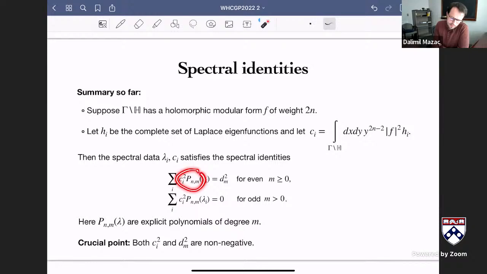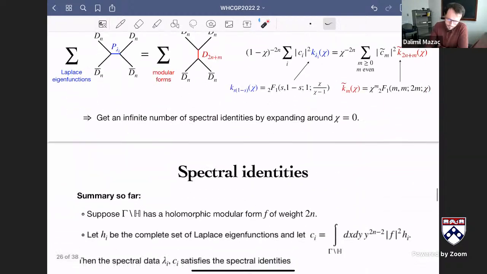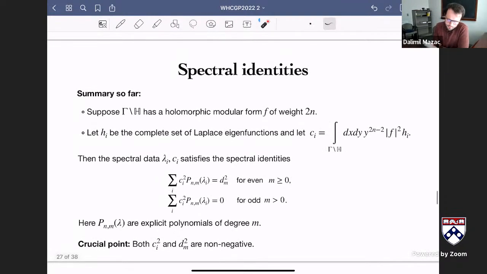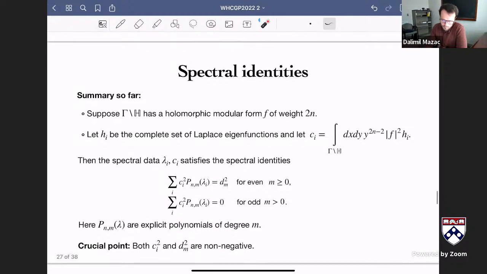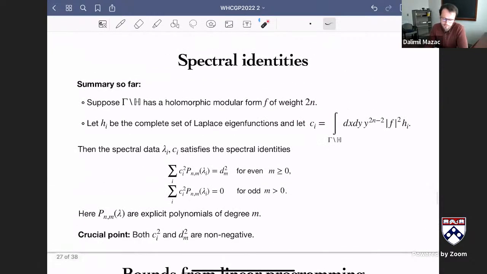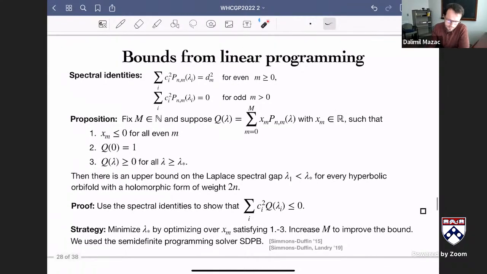And these polynomials are completely explicit, so they come from expanding these two 2F1s around chi equals 0. So these polynomials just come from representation theory of PSL2R. They don't depend on the surface. The only thing that depends on the surface is the spectrum of lambda, the Ci's, and the dm's. And the reason we'll be able to use this to prove some bounds is that both dm squared and Ci squared are positive, because dm and Ci are real. So for people who are familiar with the Conformal Bootstrap, this is quite a familiar setup. And the way to leverage it to prove some interesting bounds is to use linear or semi-definite programming.